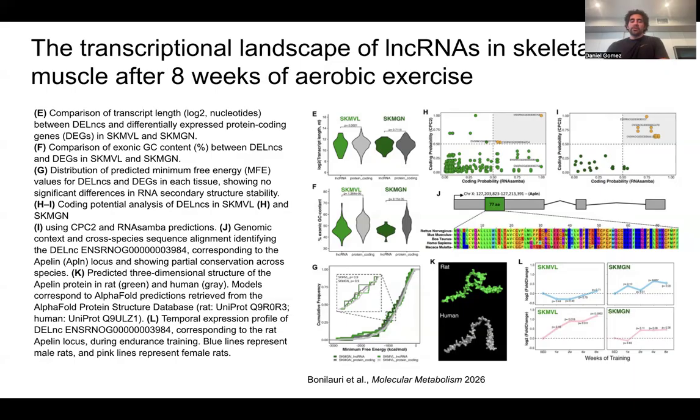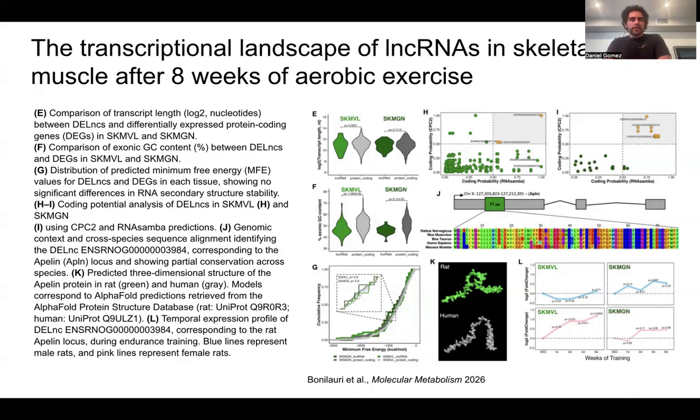And then in K, we can see a predicted three-dimensional structure of the apelin protein in rat and human. In green, you see it in rat, and in gray, you see it in human. The models correspond to the AlphaFold predictions retrieved from the AlphaFold protein structure database, and the UniProt codes accompany that. You can see the UniProt codes over here. The structure looks really good. You can see that there is a difference between the two species, but probably it's the same length that makes a different conformation.